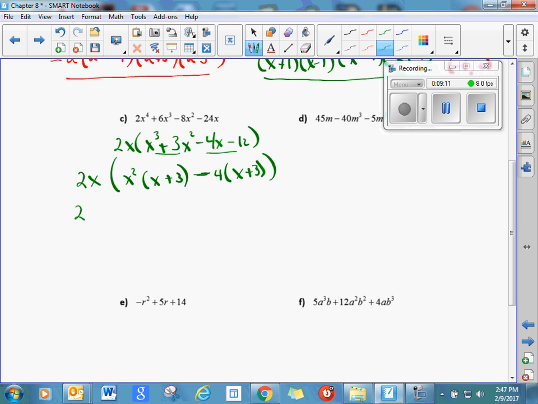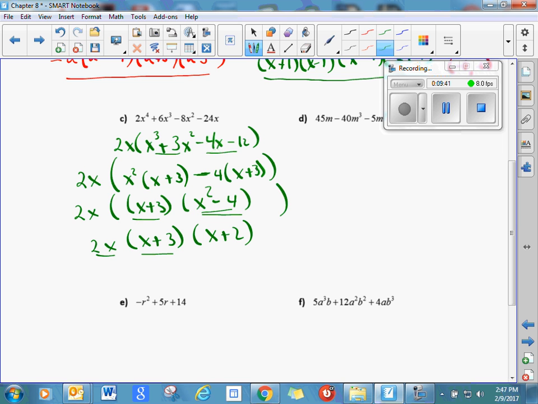So now I've got one more set of factoring to do inside these larger parentheses. I am going to factor out the x plus 3 that's in common. What's left? x squared minus 4. So this is all well and good, except this guy right here is the difference of 2 squares. So I am going to leave my 2x as a factor, leave my x plus 3 as a factor, and rewrite him as x plus 2, x minus 2.